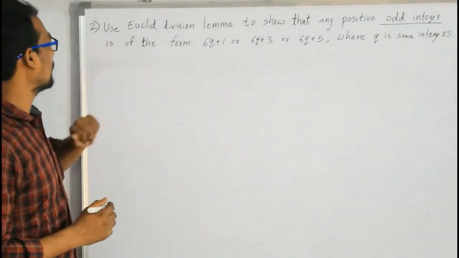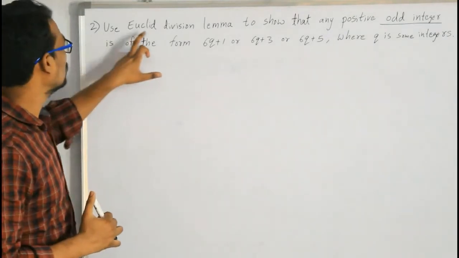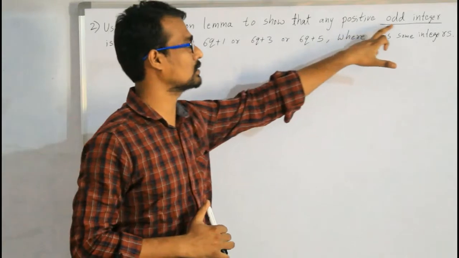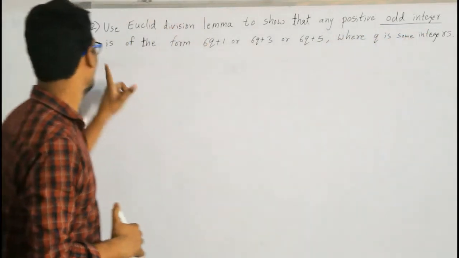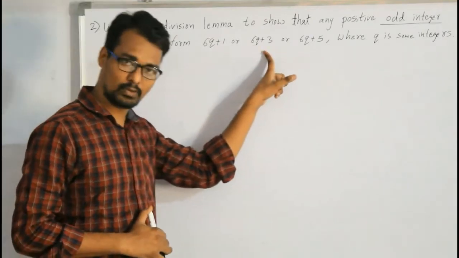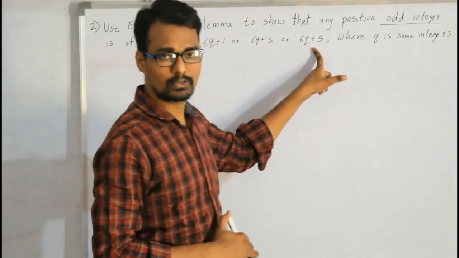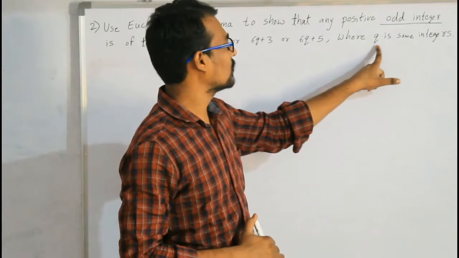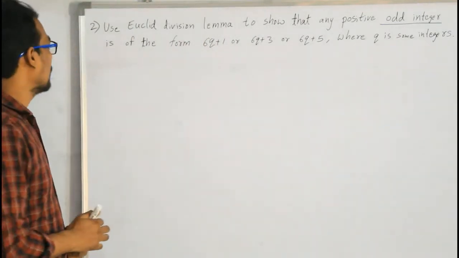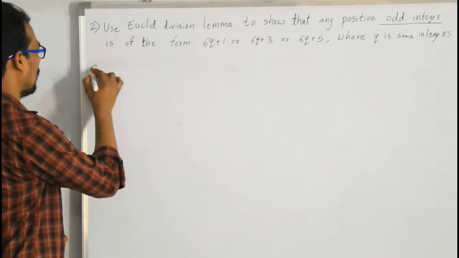So what is the second question? Use Euclid's division lemma to show that any positive odd integer is of the form 6q + 1 or 6q + 3 or 6q + 5, where q is some integer. Okay, now coming to solve this question.